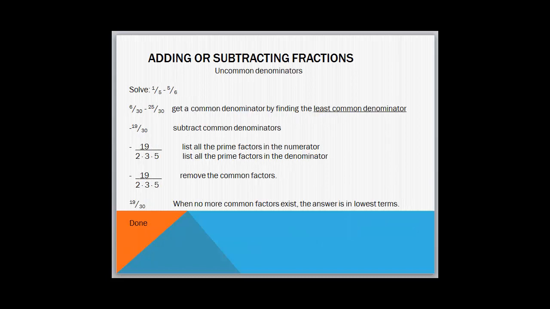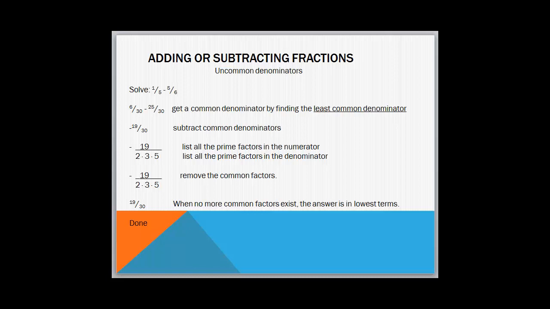So let's subtract. We're going to solve 1/5 minus 5/6. All right. And in this one, the denominators are not the same. So we have to get common denominators, all right? So what we're going to do is find the least common denominator. And in this case, it's 30. And so let's go ahead and create these equivalent fractions because, again, 1/5 is going to be the same as 6 over 30.